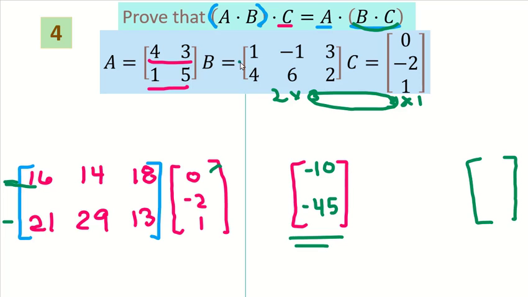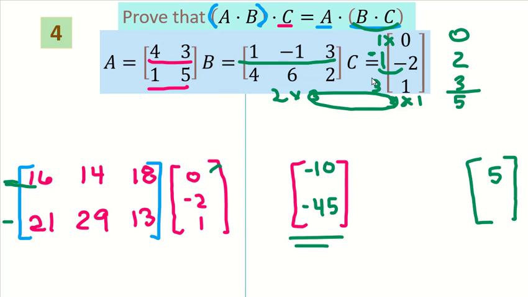All right, so we take the first row of B and set it next to the first row of C. Now C only has one column. Positive 1, negative 1, positive 3. 1 times 0 is 0. A negative times a negative is a positive 2. And 3 times 1 is 3. So add those together and we get 5 that goes right here.